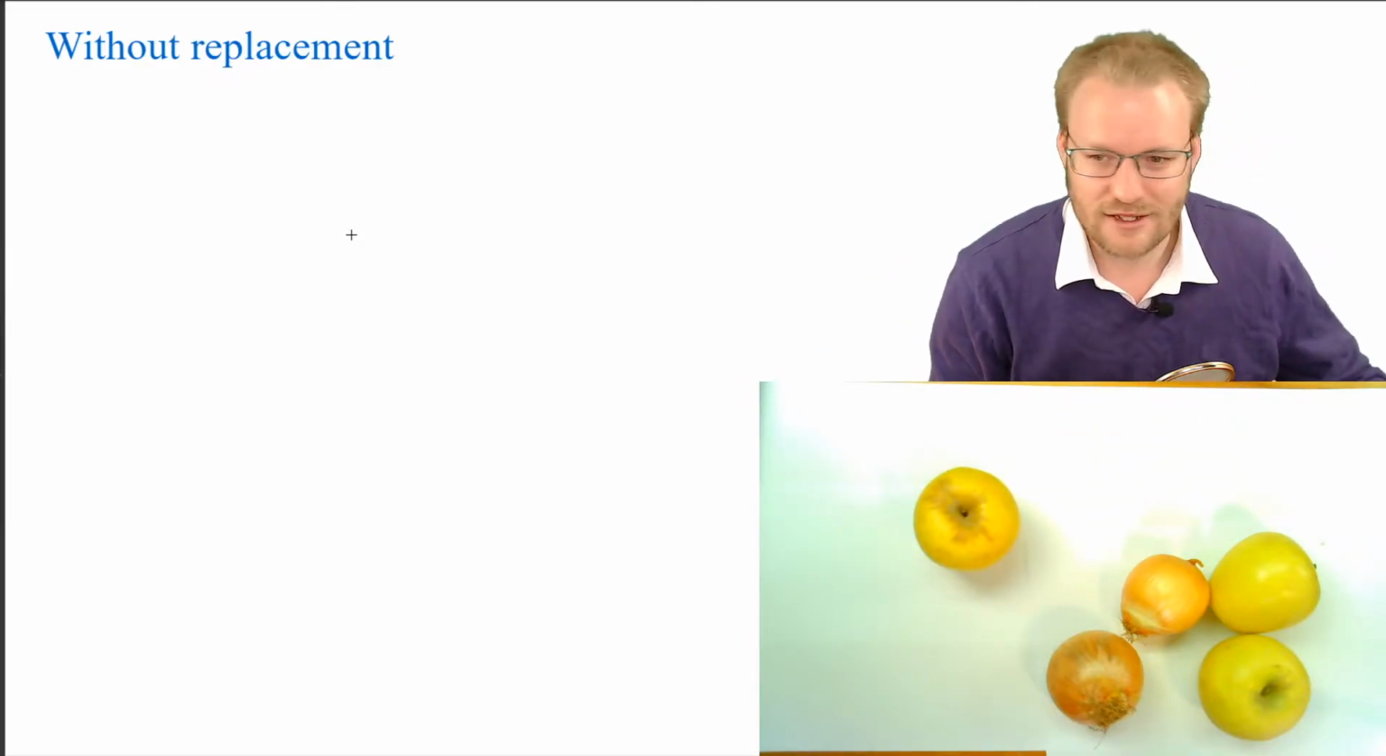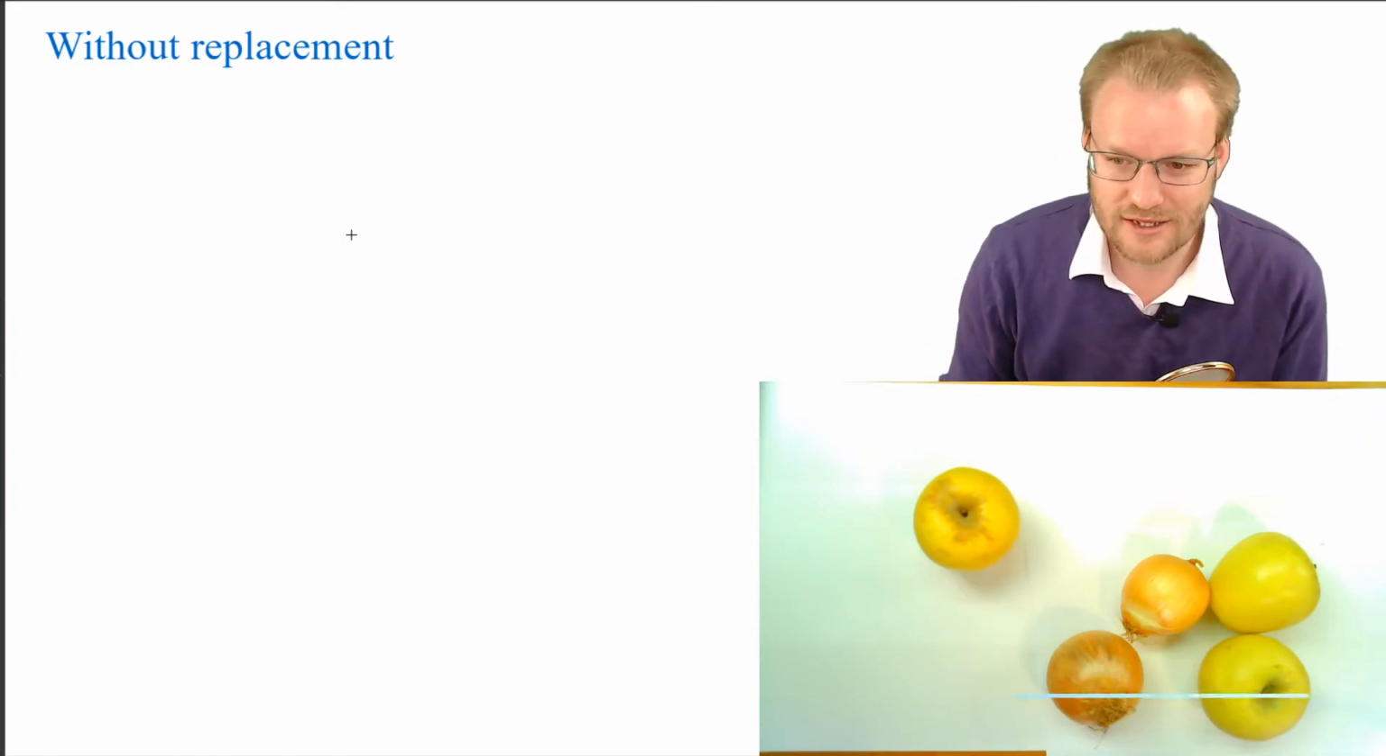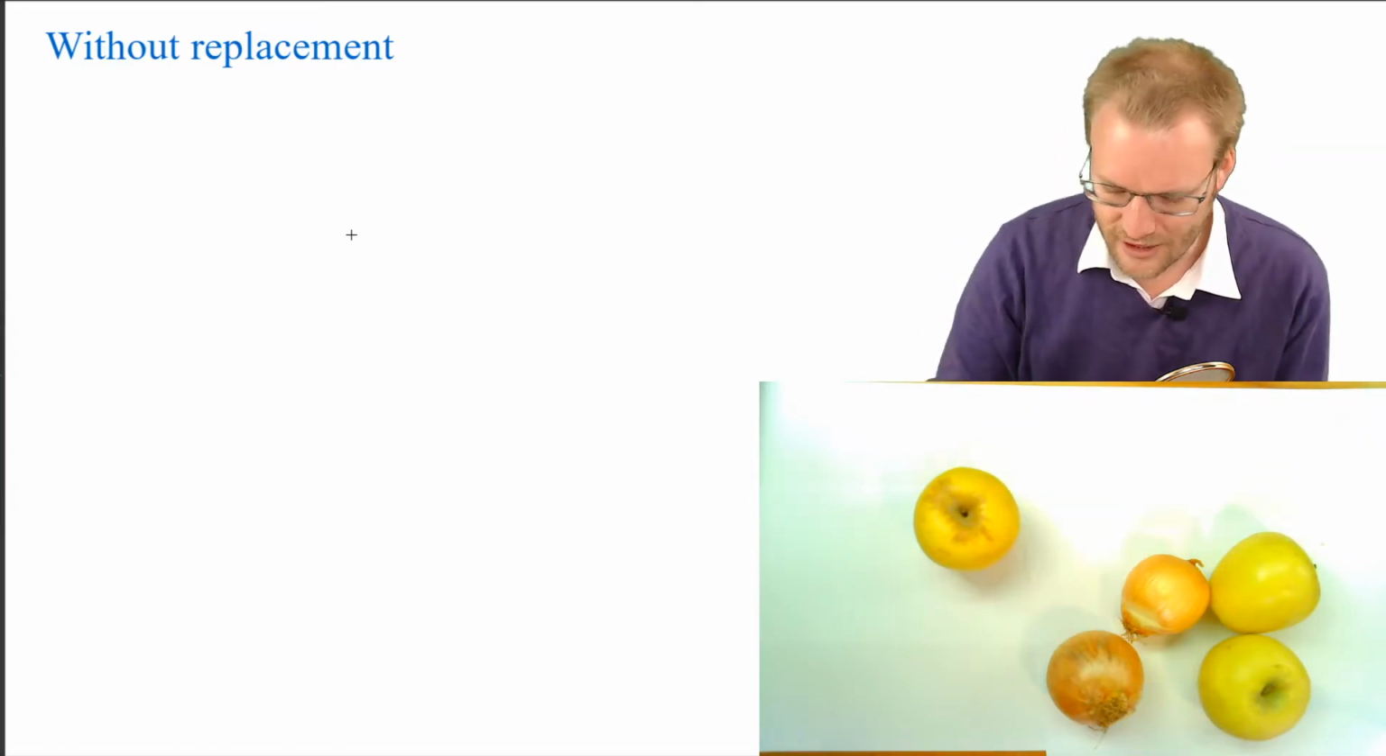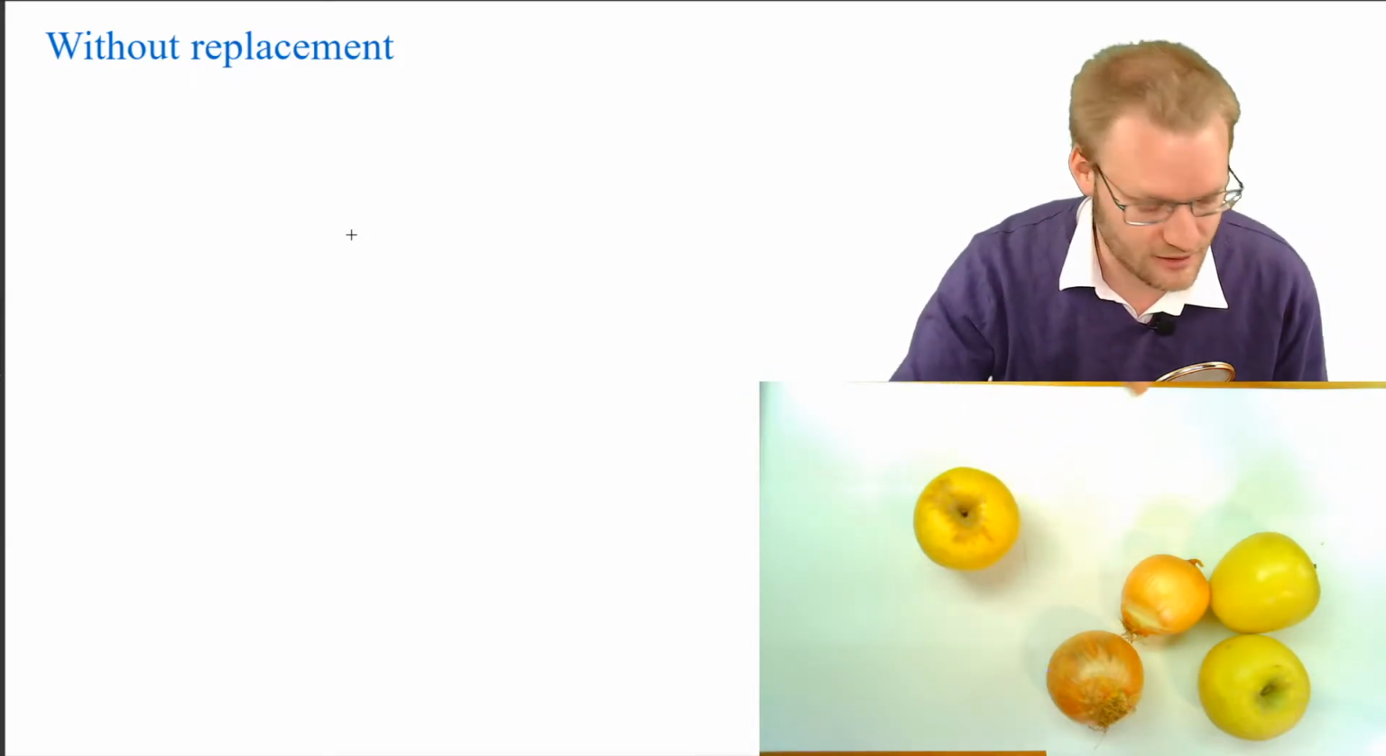Well, that doesn't really make sense. That must be zero. So it does make sense, but the probability is zero because you can't pick out a potato, not replace it, and then pick out another potato.